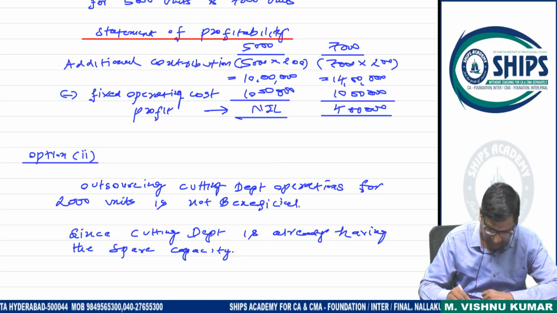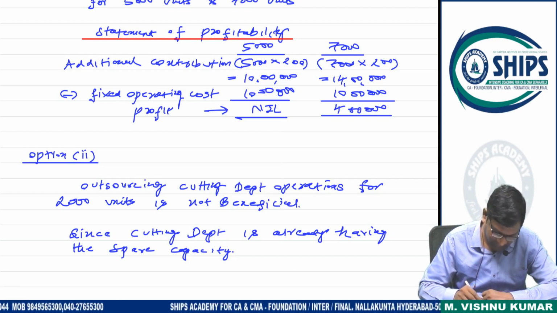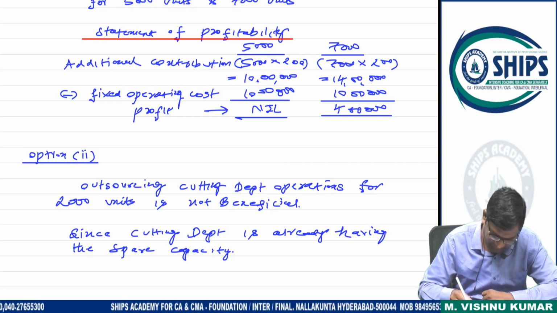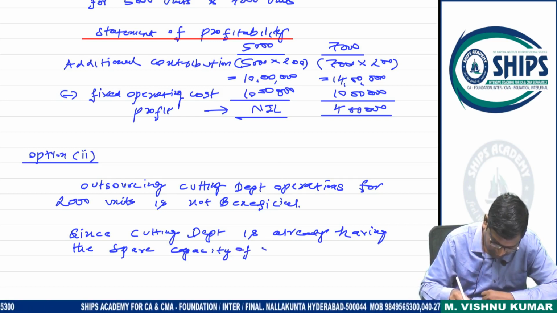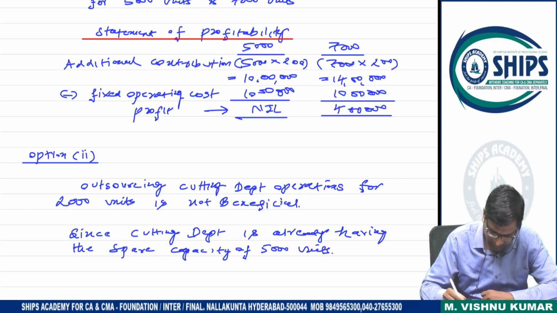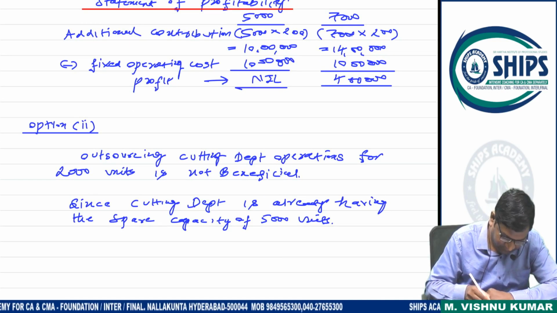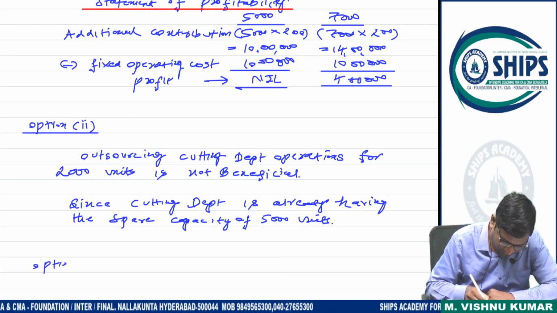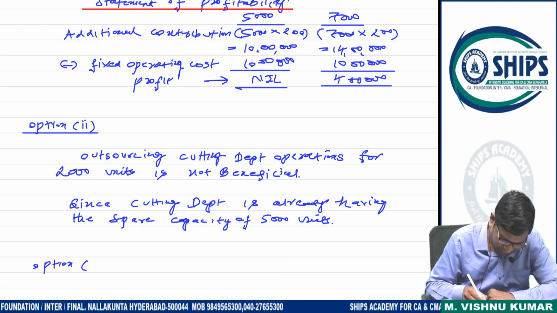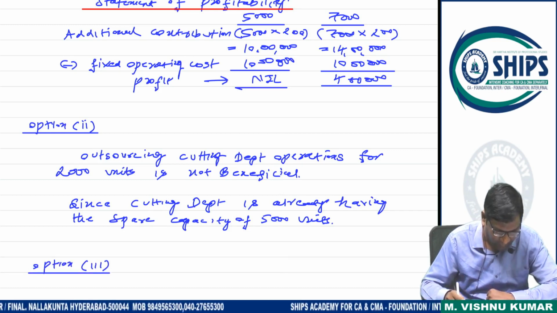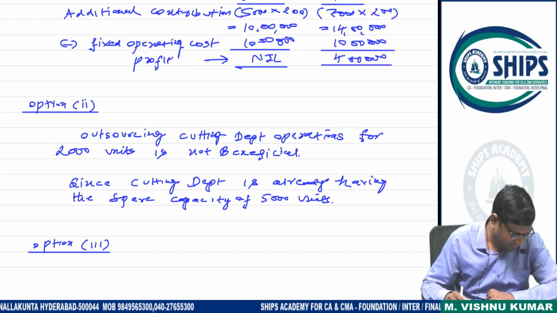Outsourcing cutting department operations for 2000 units is not beneficial since the cutting department is already having the spare capacity. How much? Spare capacity of 5000 units. Option 3. Okay, right. Option 3.